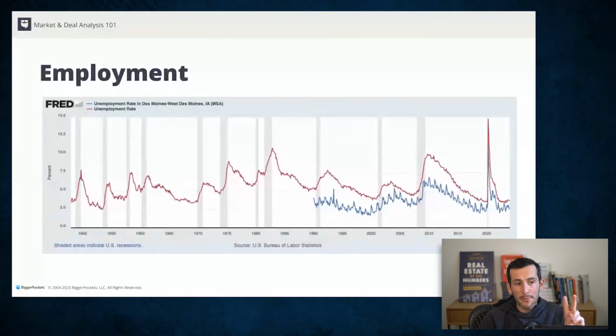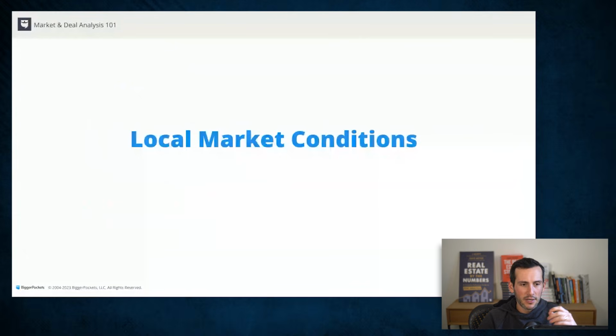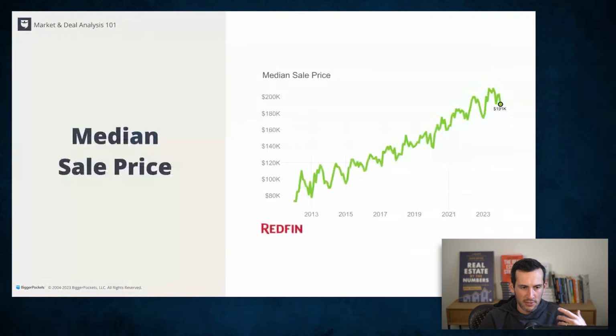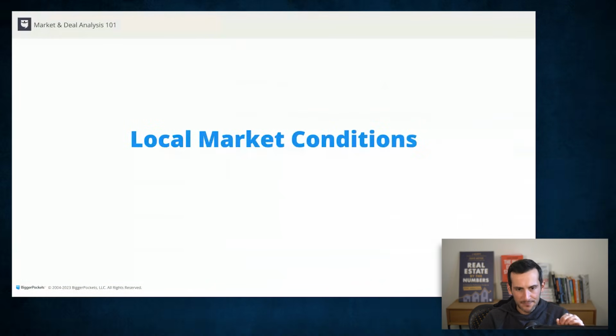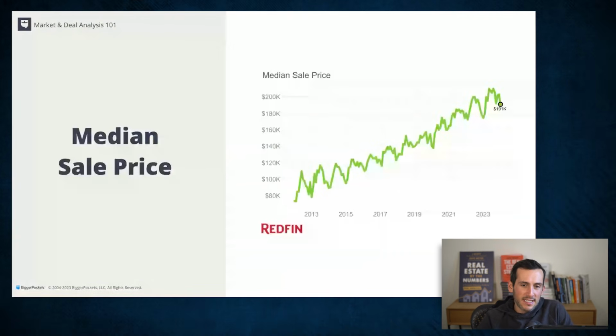We're going to step two, which is local market conditions. So again, we're going to look at housing market conditions here. And the first one is median sale price. What you see here in Des Moines is that the sale price is $191,000, which I really like. That's super affordable. The median sale price in the US right now is like $400,000. And so this is less than half.